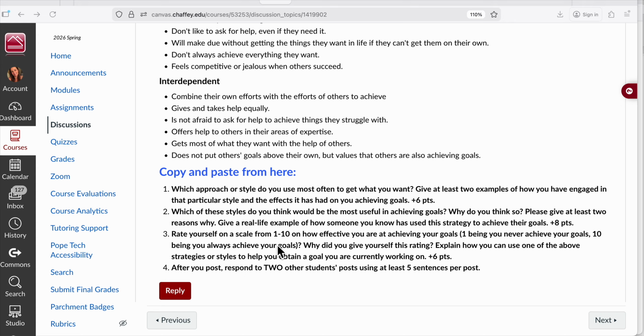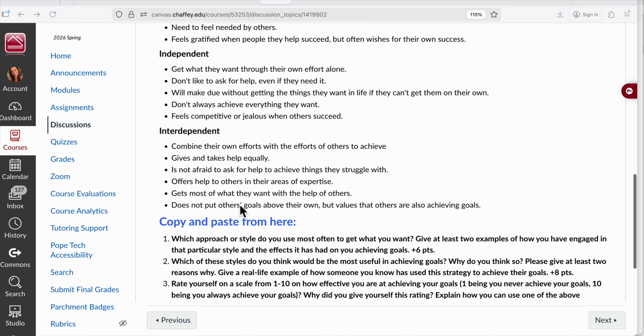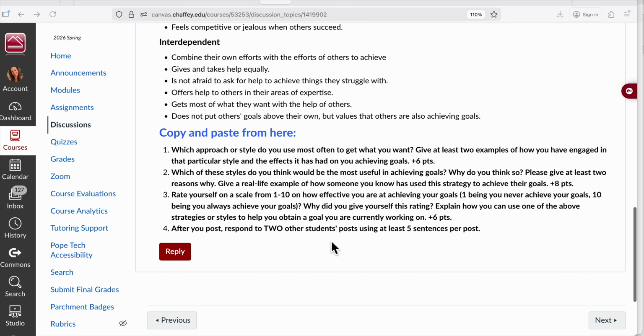I really do like to achieve my goals, but I've had situations where I've gotten stuck in being independent, where I was like, I'm not going to ask for help because I want to do this on my own. So I think that my typical style was independent, but I'm learning to be more interdependent as I'm getting older and wiser. So that's the journal, and hopefully this video helps you understand how to do it.